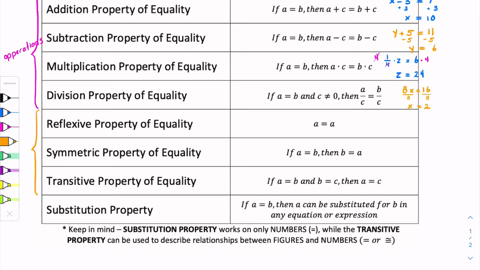So the first one is the reflexive property of equality. And the reflexive property of equality states that if you have something, it's equal to itself. If I gave you an example, you could say segment AB is equal to segment AB.